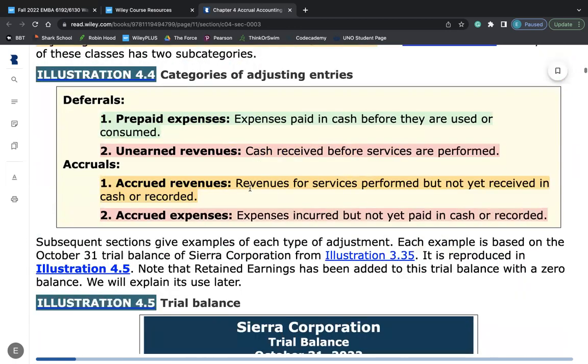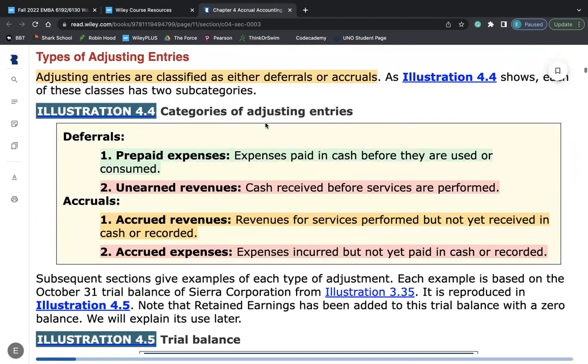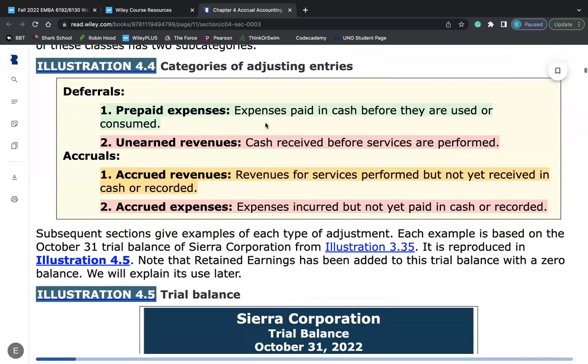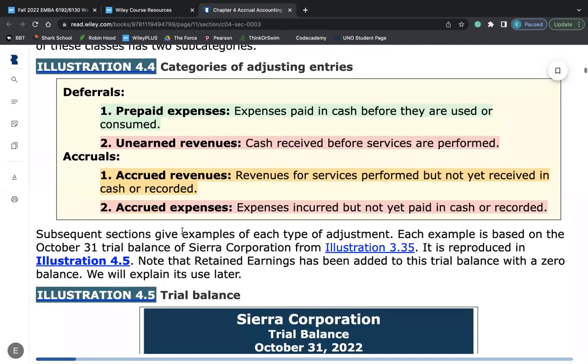All right, now we're going to move into the types of adjusting entries. Adjusting entries are classified as either deferrals or accruals. Deferrals: prepaid expenses, unearned revenues. Accruals: accrued revenues, accrued expenses.